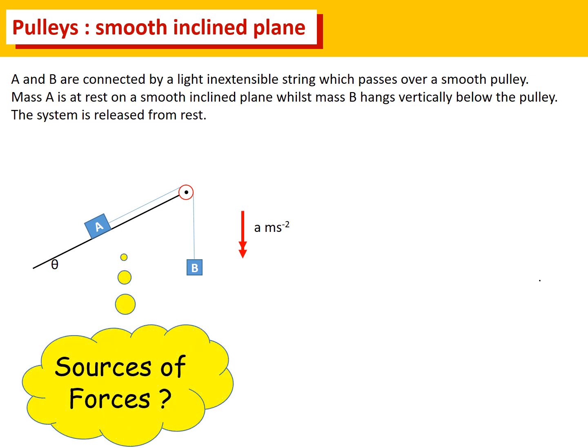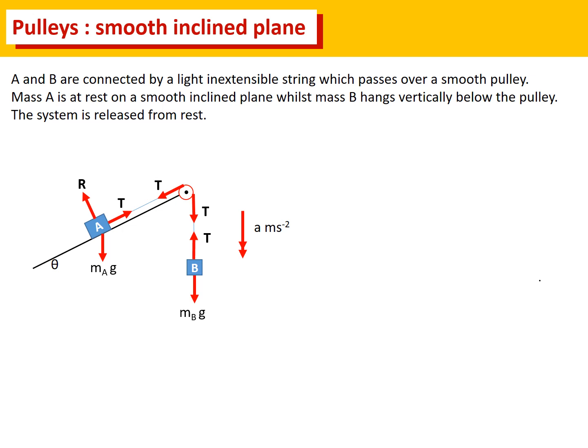Well, first of all, let's put our forces on the diagram. There's the weight of A, the weight of B, a tension in the string at A, a tension at the other end of the string by the pulley, and then the vertical section of the string from the pulley downwards and from mass B upwards. And finally, A is in contact with an inclined plane, so there's a normal reaction. So those are all the forces that come into play.